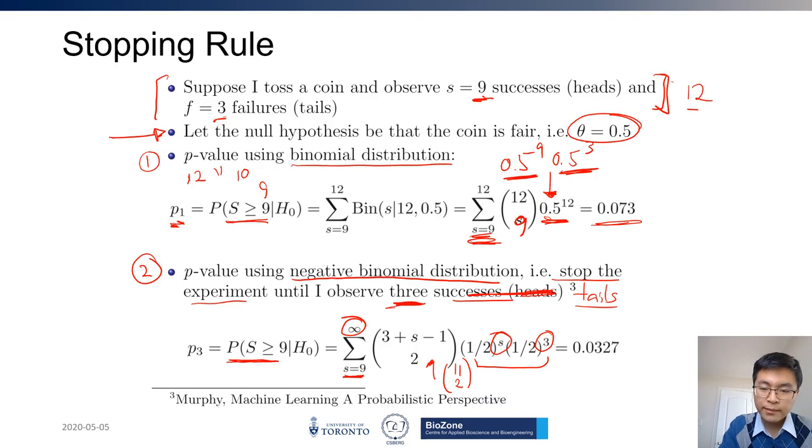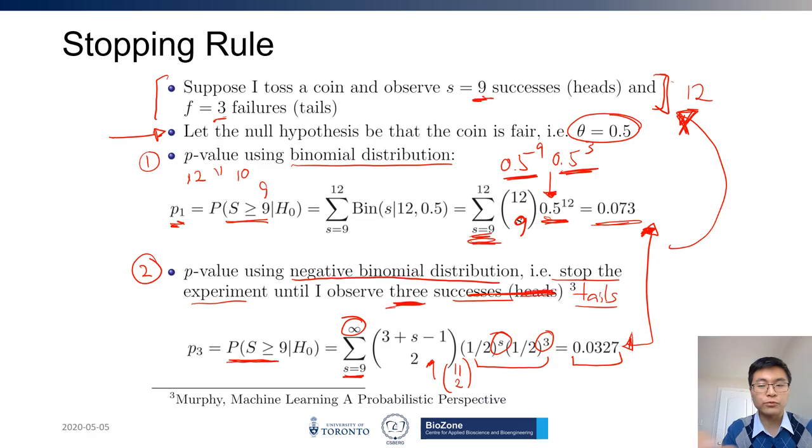Okay, this number, when you calculate it, is 0.0327. And so what do you realize? These two numbers, these two p-values, are not the same. Even though you've used the same data distribution, you've observed the same data, you somehow obtain a different p-value. And that's only because you're using a different distribution.